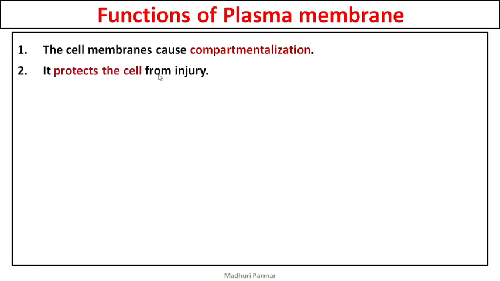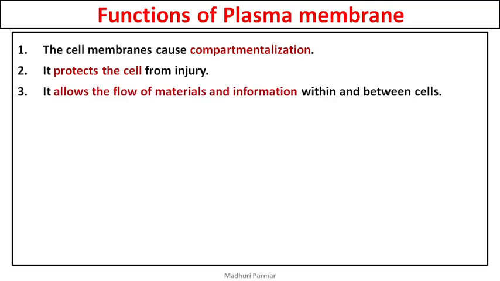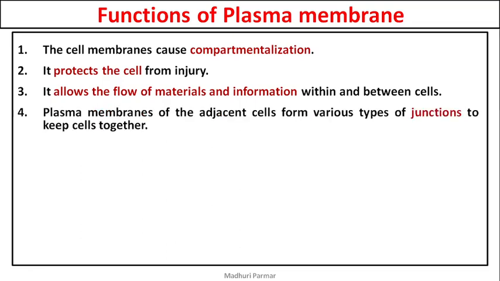Functions of the plasma membrane: compartmentalization, which we discussed, then it protects the cell from injury. It will not allow the cell to become injured. As much as possible it will try to bend itself rather than injure the cell. That fluid nature comes in handy here. Then it allows the flow of material and information within the cell and between the cells.